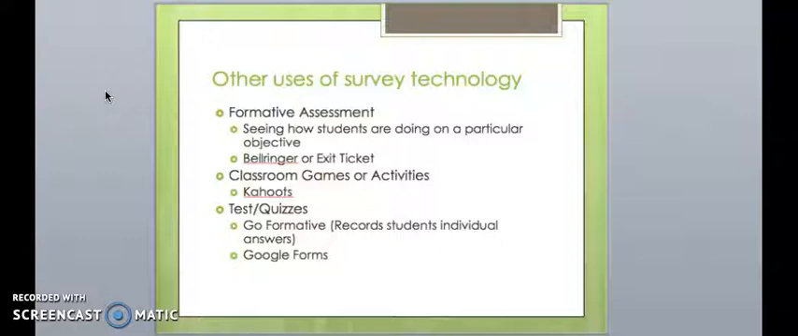Uses of survey technology. You can do formative assessment, seeing how students are doing on a particular objective, and you can do this by bell ringers, so before the class starts, or an exit ticket as they walk out the door. Classroom games or activities, and Kahoot, the website that I showed you guys, that's really good for games or activities in the classroom. And tests and quizzes. Go Formative is a good website for this. It records students' individual answers. And Google Forms, the second website that I went over with you guys, is good for testing and quizzes in the classroom.